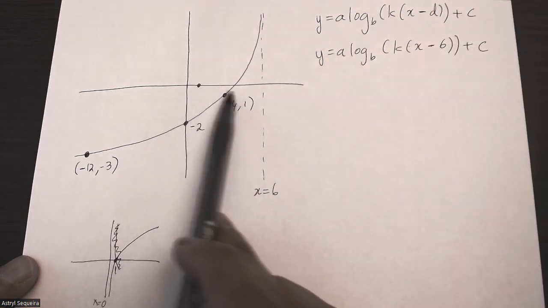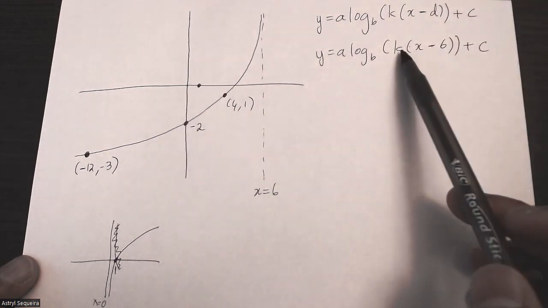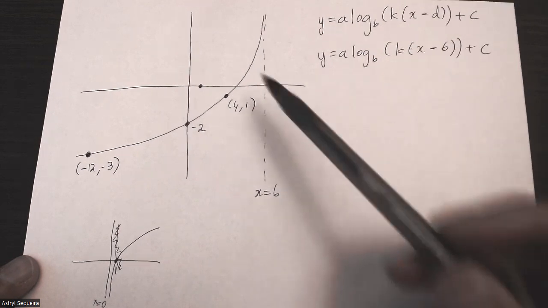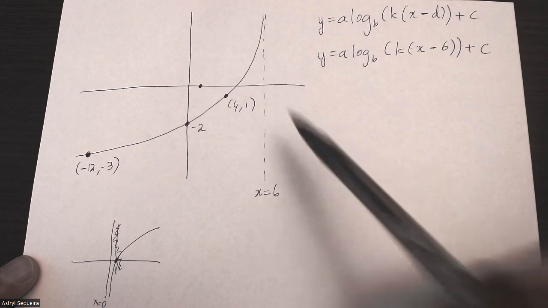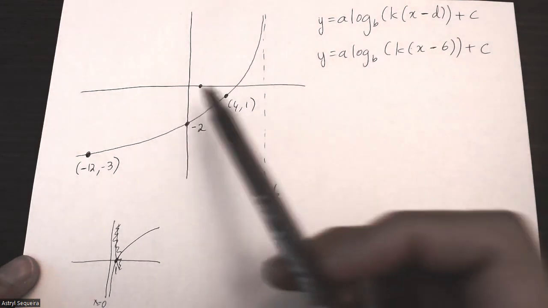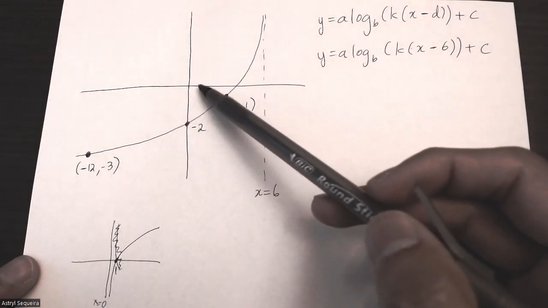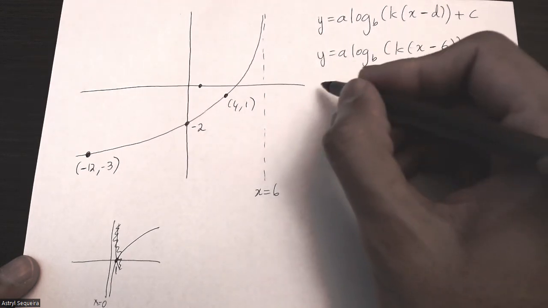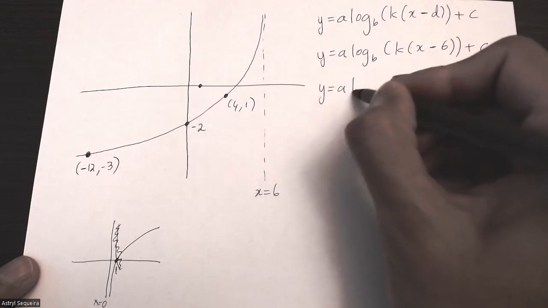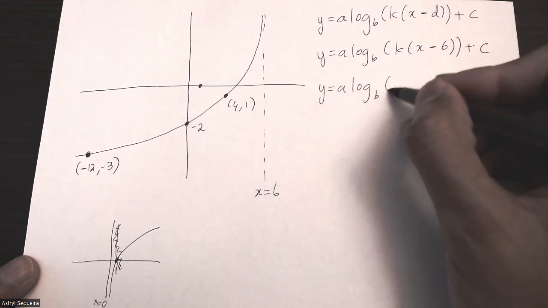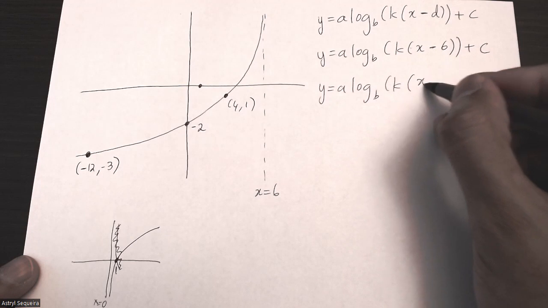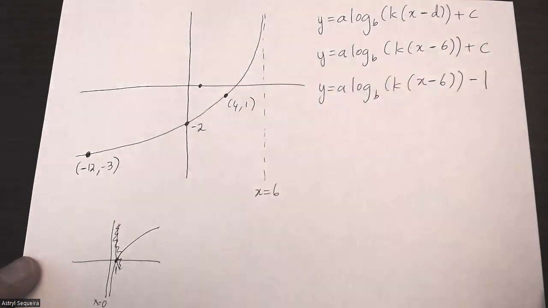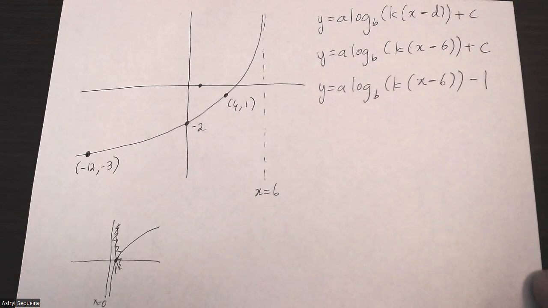We don't have to worry about the horizontal translation because the k value will take care of that, and we already have the horizontal translation here from the asymptote. So don't worry about the horizontal translation of the point, only the vertical translation of this key point moving to this location, which is 1 unit down. So I can rewrite this as y equals a log base b of k times (x minus 6) minus 1 to signify 1 unit down.